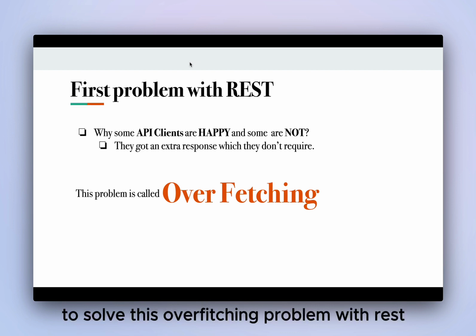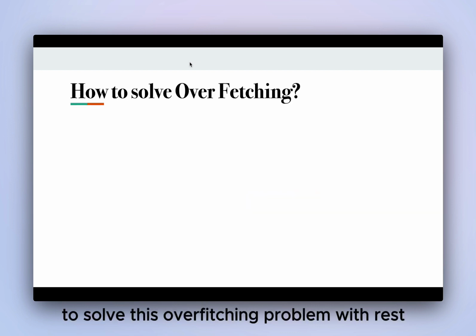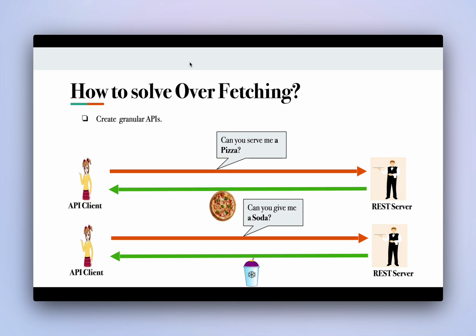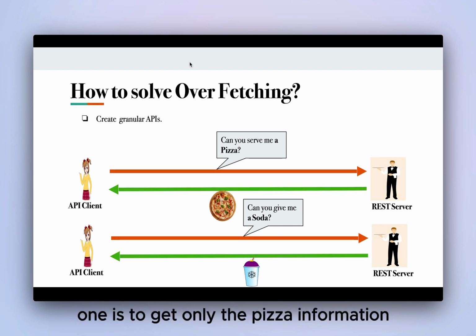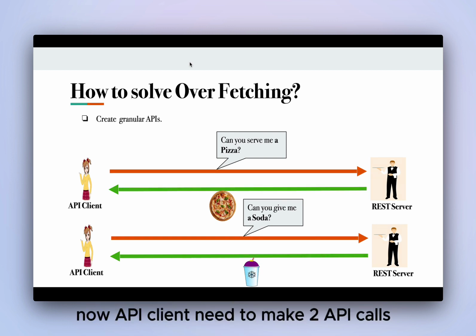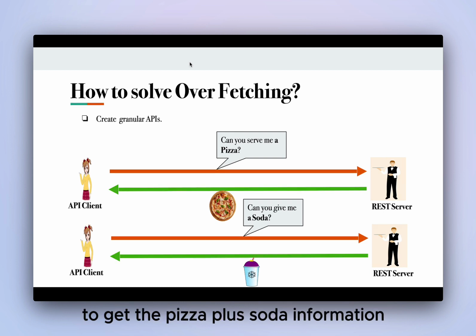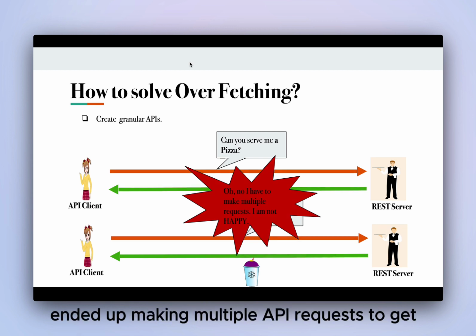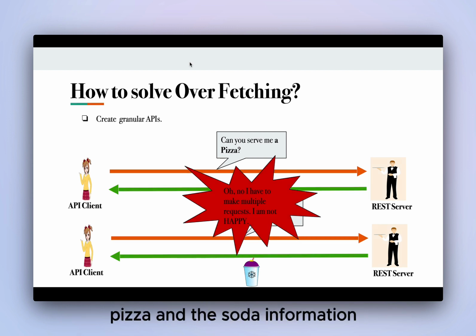To solve this overfetching problem with REST, we are going to create granular APIs. Now we are hosting different APIs. One is to get only the pizza information. The second one is to get only the soda information. Now the API client needs to make two API calls to get the pizza plus soda information. Here this API client is not happy because it ended up making multiple API requests to get pizza and the soda information.